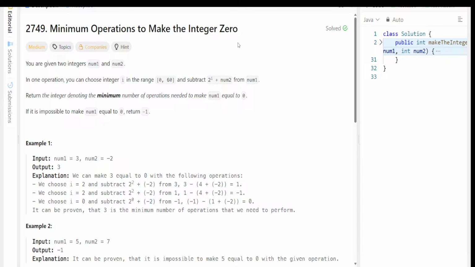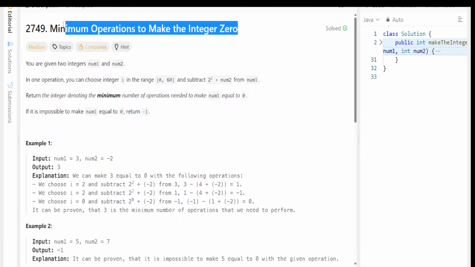Hello everyone, welcome back. In this video, we are going to understand a very important question because there is a lot of concept behind this problem, and many approaches you can try. Very first, let's understand what the question is saying: minimum operations to make the integer 0.